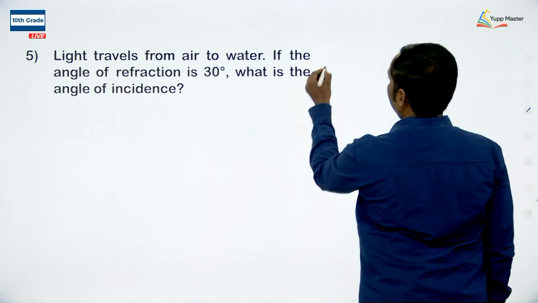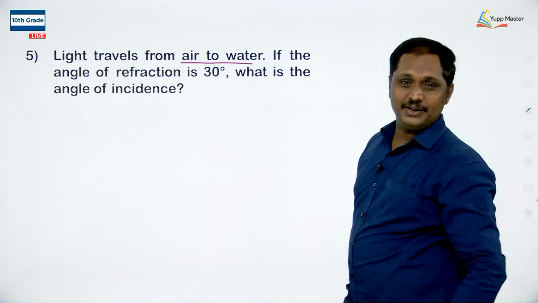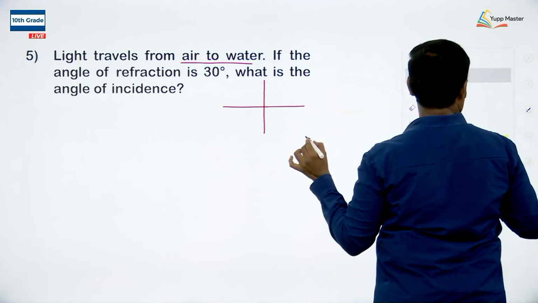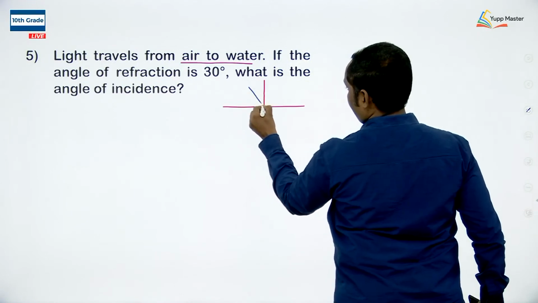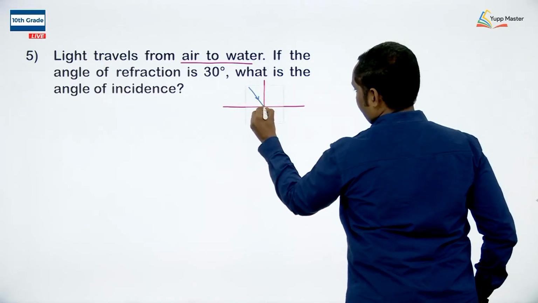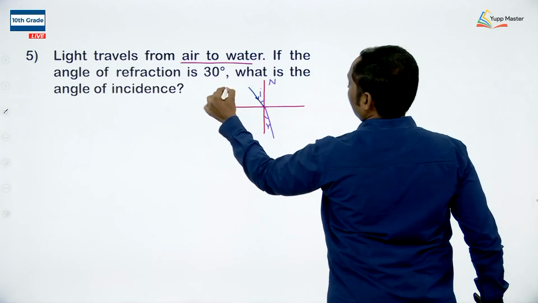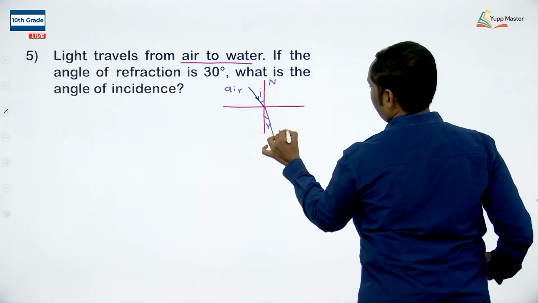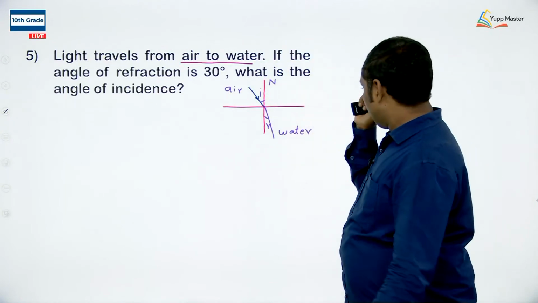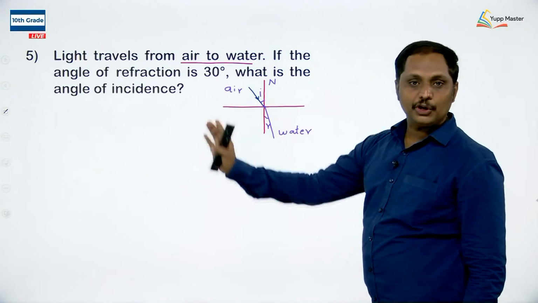Now, in this case, light is traveling from air to water. Air to water is the pair of media. Light is going to be incident at the point and refracted. This is the incident ray, this is the normal. You will confirm that this is air and this is water. Light is entering from rarer medium to denser medium, so the refraction of the light will take place and it is going to bend towards the normal.